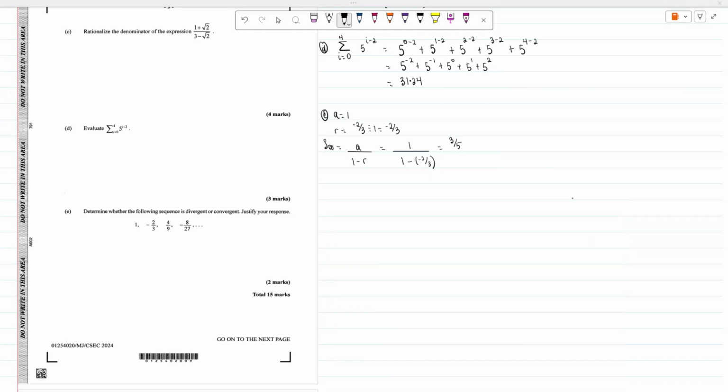Cool with that? Now we see, since the sum to infinity exists, this sequence is convergent. Yeah? Easy, right?